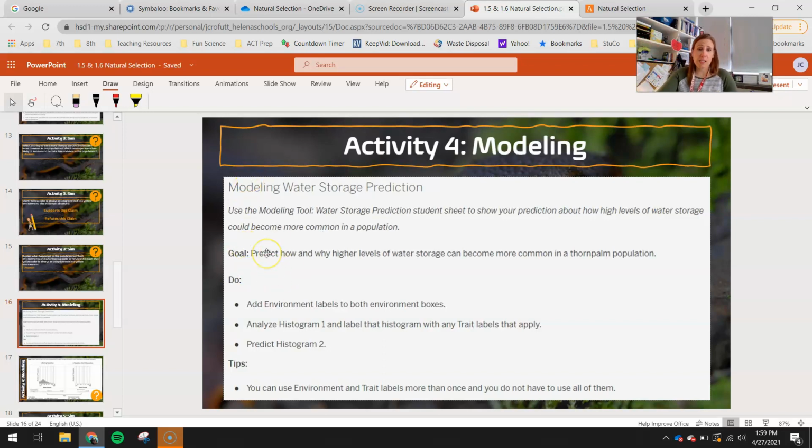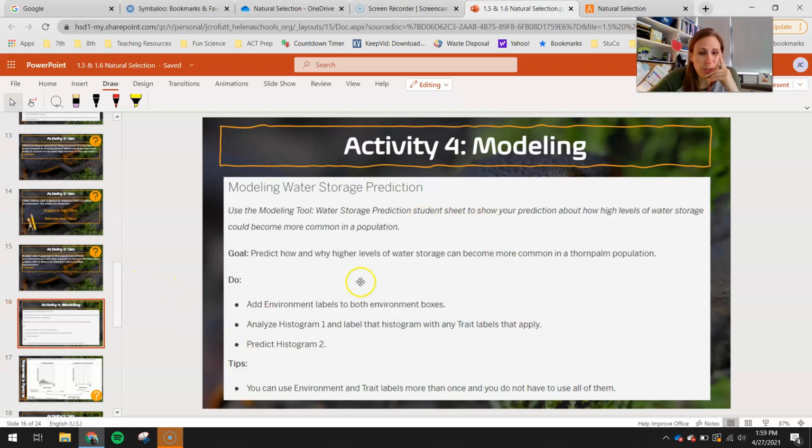Your goal is to predict how and why higher levels of water storage can become more common in the thorn palm population. So again, we want to create an environment where we've influenced those organisms enough that we start to see more thorn palms that have higher levels of storage, so they become better at storing water. I want you to think about that for a second. What kind of environment would encourage higher levels of water storage?